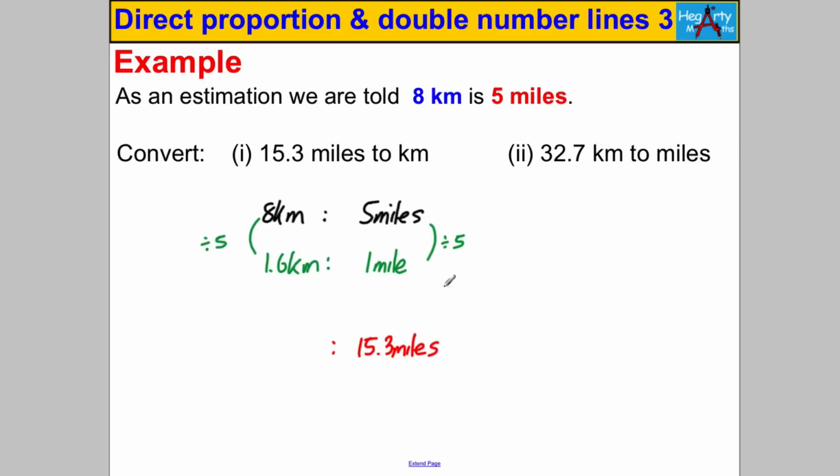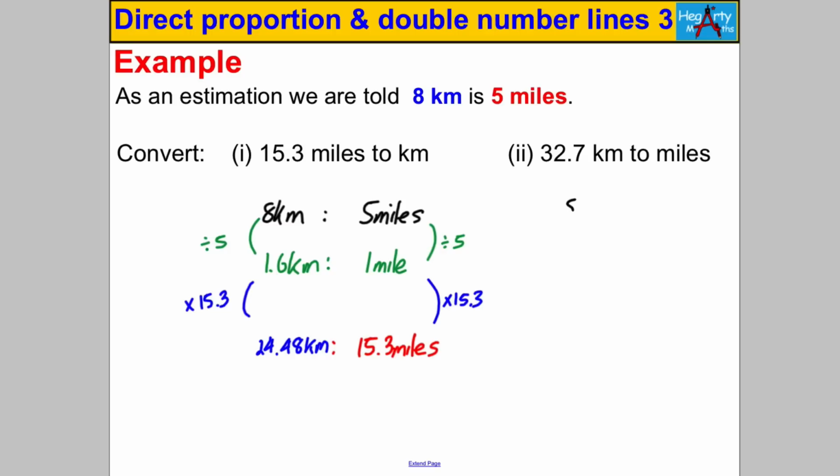And from now, it's easy to scale up from 1 mile to 15.3 miles. I multiply by 15.3. So I'm going to multiply 1.6 by 15.3 as well. Now assume you've either got time to work that out or you've got a calculator, but you would get yourself 24.48 kilometers and you're done. Right, what about this one?